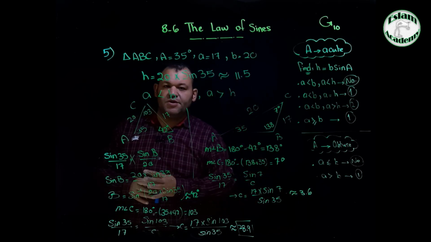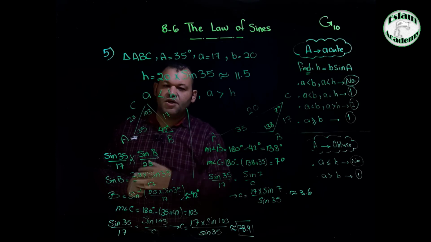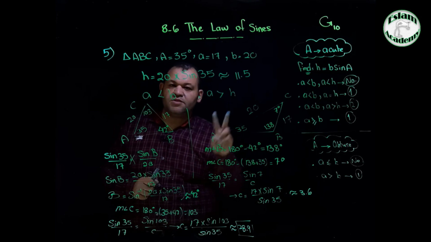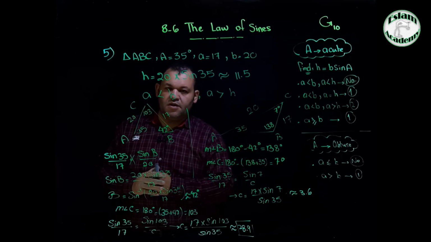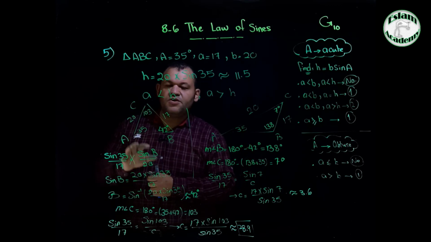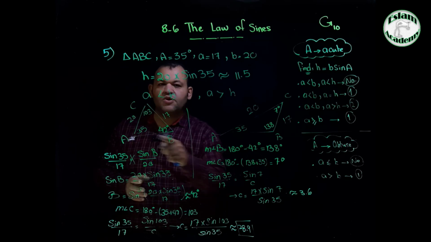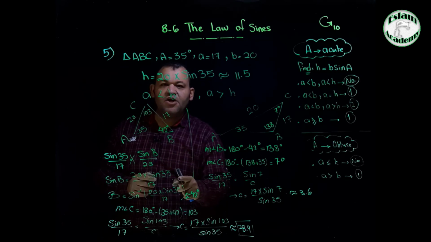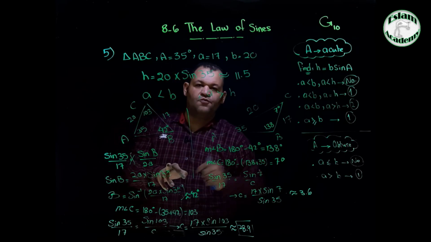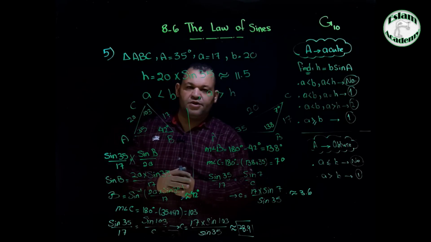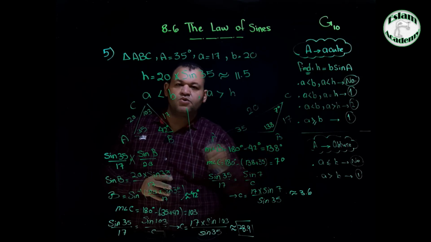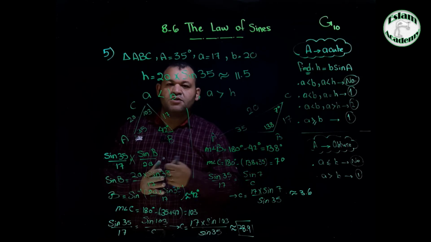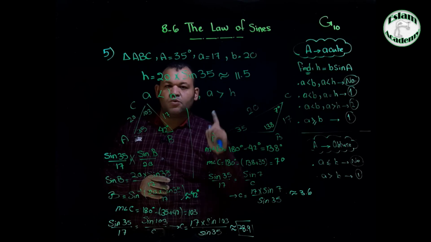So again, if you find that a is smaller than b and a is more than h, it means we have two solutions. One of them is an acute angle and the other is an obtuse angle. So how can we solve it? For the first one, we draw the triangle ABC, then find the value of B. After finding the value of B, find the obtuse angle of B by subtracting from 180. After finding the two angles, find the value of the third angle, then find the side opposite to the third angle. And that's how we can solve the triangle.